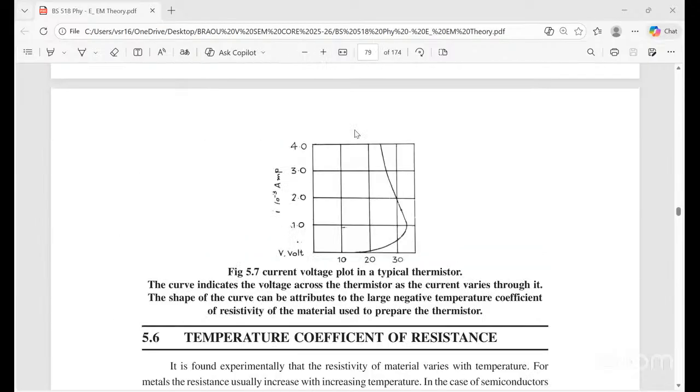And here also there is a zigzag, a curved type of graph. This is about the thermistor, how the current varies with respect to the voltage. You can easily see that. Okay. So the shape of the curve is attributed to a large negative temperature coefficient. Okay. This is not positively increasing. Again, it is reducing here. This is the resistivity of the material used to prepare a thermistor. Okay.